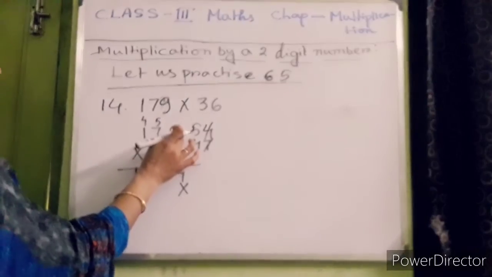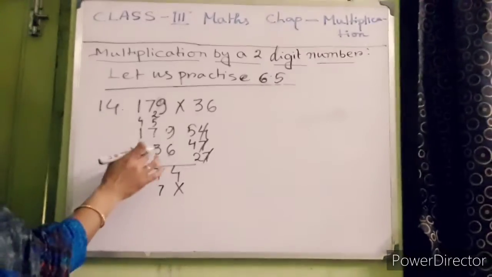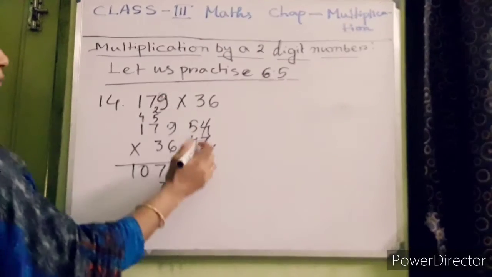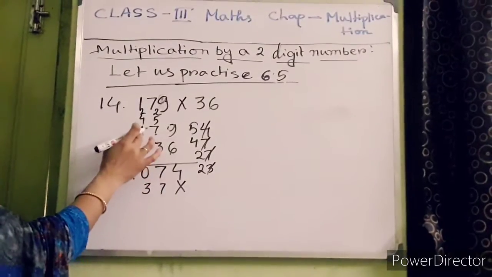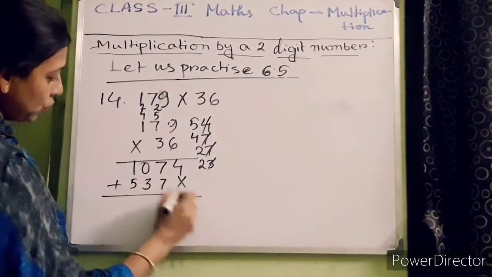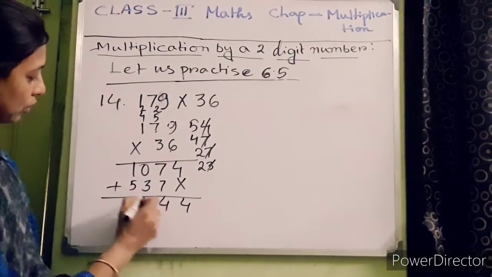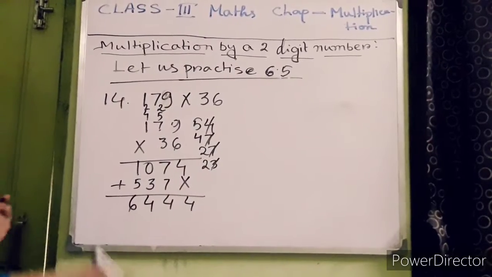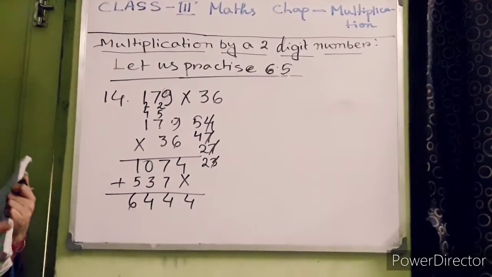3 into 9, 27. Cut 7 right here and 2 is in your hand. 3 into 7, 21. 21 plus 2, 23. Cut 3 and write here. 2 is in your hand. 3 into 1, 3. 3 plus 2, 5. Now you add these two numbers. 4, 7 plus 7, 14. 1 is in your hand. 3 plus 1, 4. 5 plus 1, 6. If you want, you can put a plus sign. Otherwise, you don't need to put any plus sign.